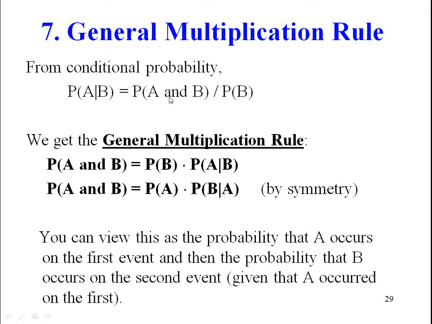Okay. We'll look at that in the next lecture. But from that, we get the general multiplication rule. The probability of A given B is just the probability of A and B divided by the probability of B. And so if we just multiply up here, on that side, we get the general multiplication rule. The probability of A and B is the probability of B times the probability of A given B. And we could have listed A and B in the other direction, so we can interchange all the A's with B's. So the probability of A times the probability of B given A. That's by mathematical symmetry. And you can view this as the probability of A occurs on the first event, then the probability of B occurs on the second event, given that A occurred on the first. All right.